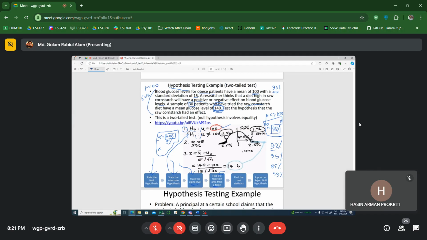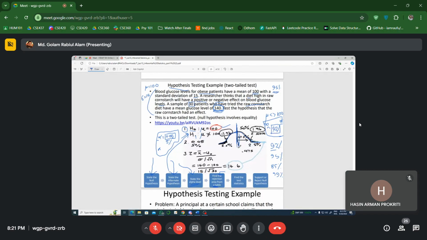And for that, we have to look to our alternate hypothesis. The alternate hypothesis means here mu not equal 100. Not equal 100 means it can be greater than or it can be less than. So if we consider our normal distribution curve, that I have already mentioned in our previous class, this is our normal distribution, usually a bell-shaped curve.